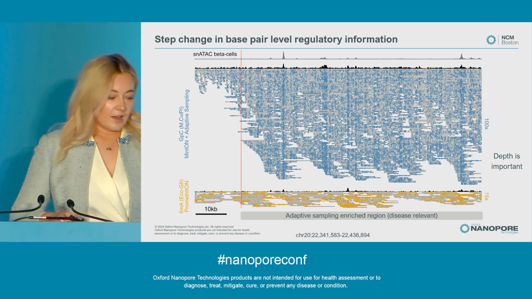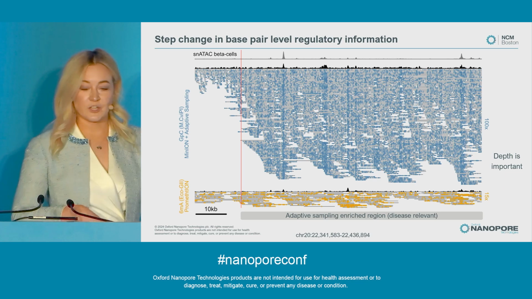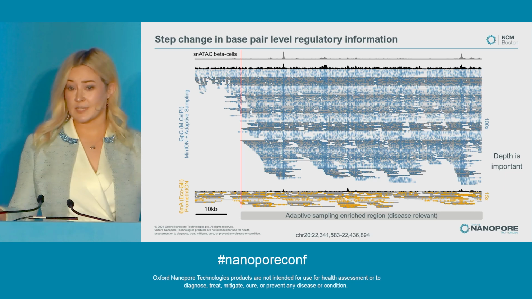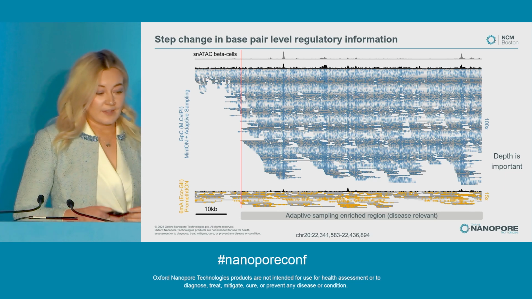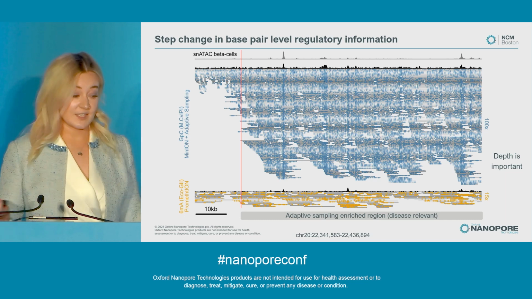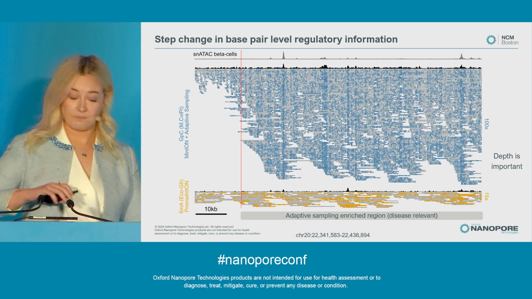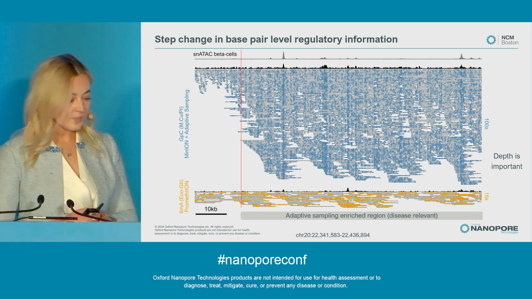What's really great for us to see is that we're seeing these accessible regions which align with the accessible regions from the ATAC data. But we also get additional information in regions that traditional chromatin accessibility just wouldn't be able to achieve. So we can get a lot more information than we ever would have before.